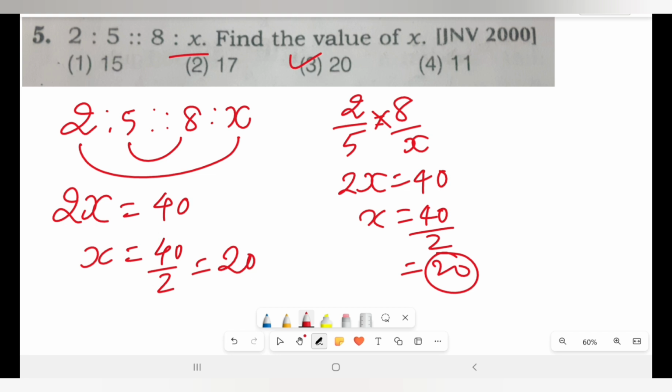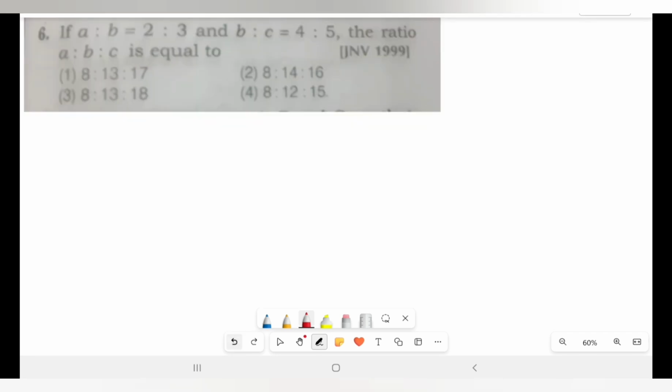All right, here in this question, A by B is equal to 2 by 3 and B by C is equal to 4 by 5.